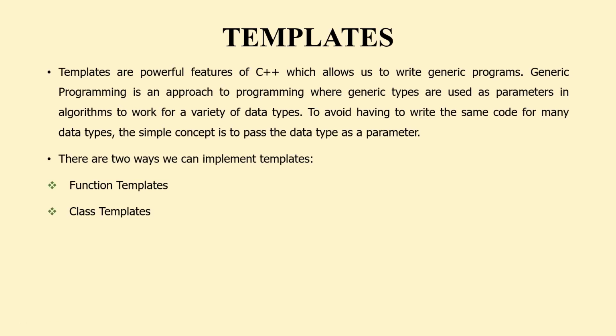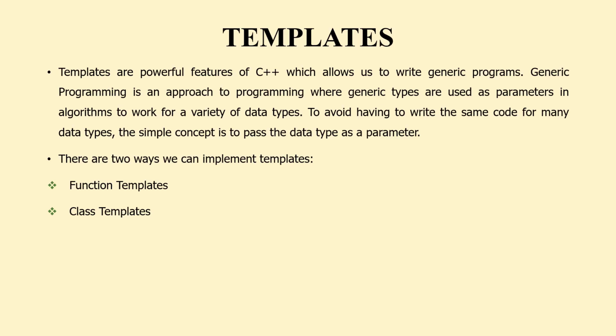Templates. Templates are powerful features of C++ which allow us to write generic programs. Generic programming is an approach to programming where generic types are used as parameters in algorithms to work for a variety of data types. To avoid having to write the same code for many data types, the simple concept is to pass the data type as a parameter. So there is no need to write different code for each data type. The same code can be used for all data types by passing the data type as a parameter.